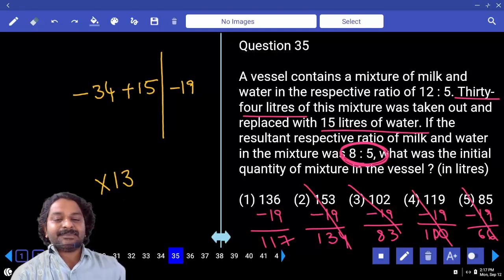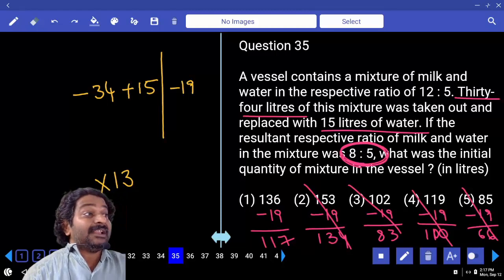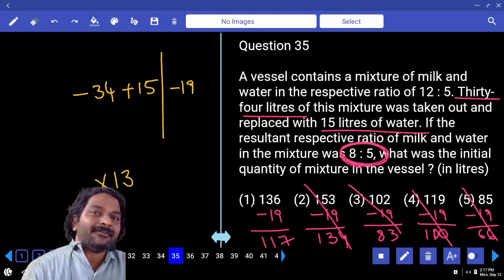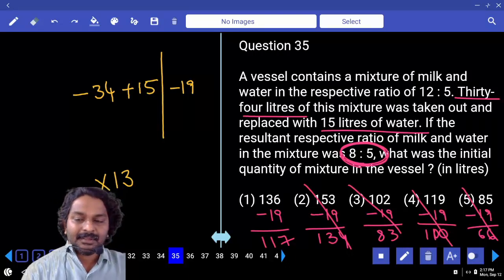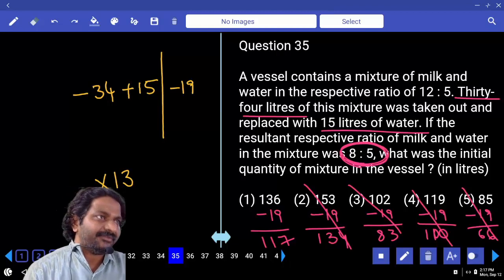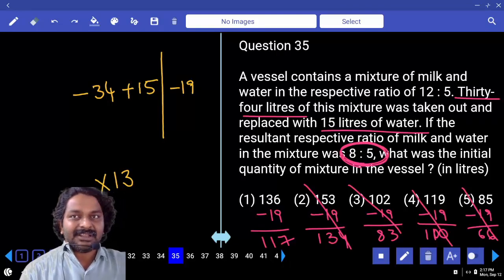Initial number must be a multiple of 17. After subtracting 19 liters, it should be a multiple of 13. And this is what we verified. Come on. Right. Sometimes you are lucky. Out of 5 options, there will be only one that works, 117.